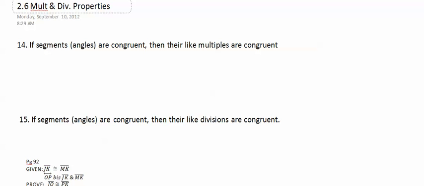Very similar to section 2.5 with addition and subtraction, 2.6 uses arithmetic properties, this time multiplication and division properties. The first theorem in this section is number 14. If segments or angles are congruent, then their like multiples are congruent. Very similar to that is theorem 15. If segments or angles are congruent, then their like divisions are congruent.